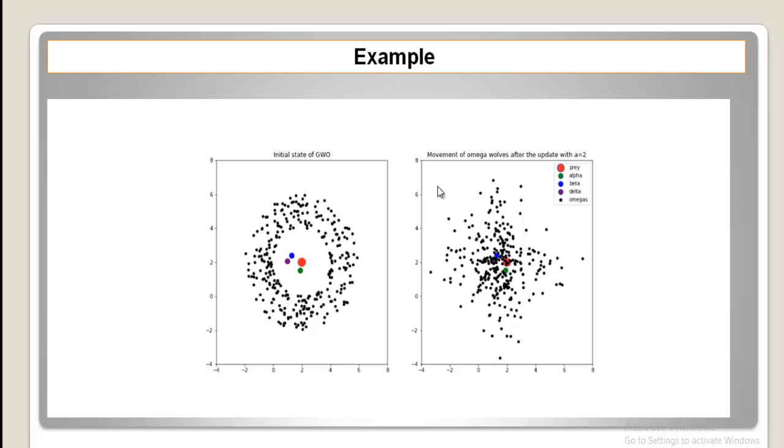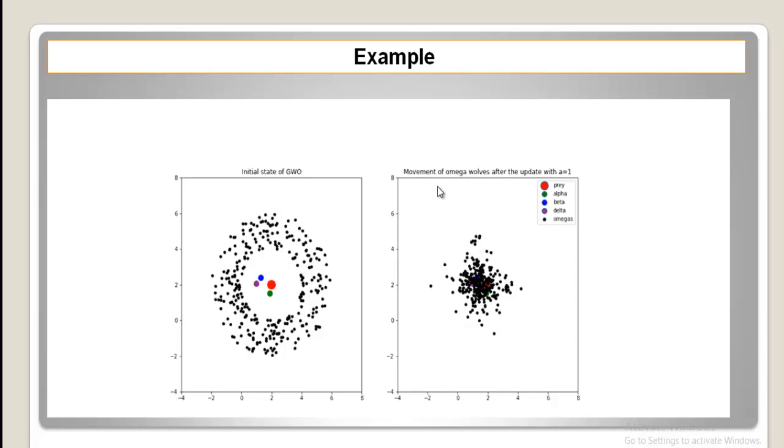So the value of A leads the optimization process mechanism. If the value of A is equal to 2, then we are in the exploration phase. If the value of A is decreasing from 2 to 1, we are moving more toward the exploitation phase. In the exploration phase, we are trying to find all of the possible solutions, and in the exploitation phase, we are trying to update the position of the agents according to the optimal solution.